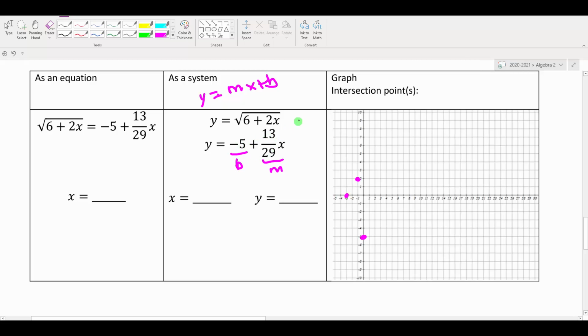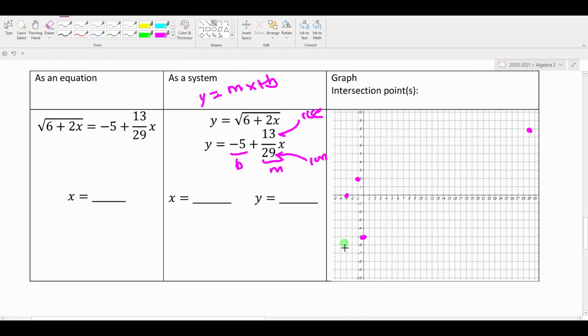Okay, then this is a slope, and remember, slope is rise over run. Okay, so this 13 represents a rise, this 29 represents a run. So I start here, and then I count up 13. So I'm going to go 1, 2, 3, 4, 5, 6, 7, 8, 9, 10, 11, 12, 13, and then my run is 29, so I'm going to go to the right all the way to 29, which would be right here. And then we would draw a line between those 2 points.